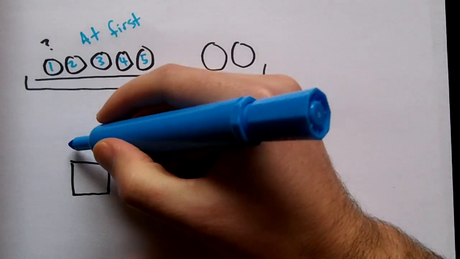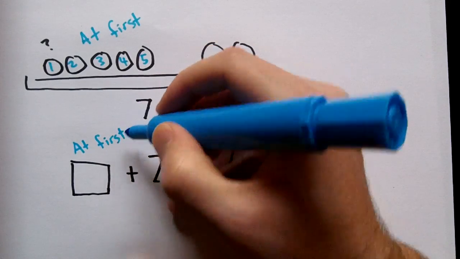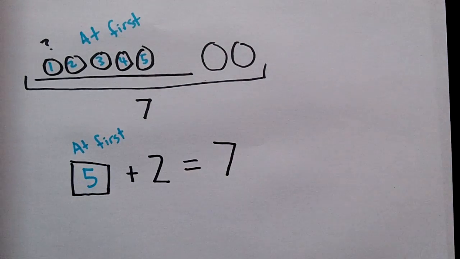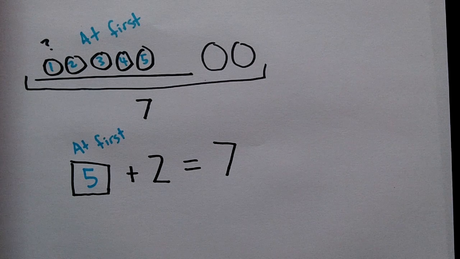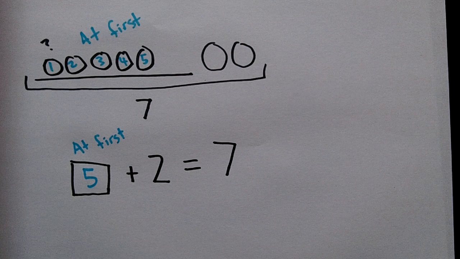Going to label. These are the kids that were there at first. And let's see, what plus 2 equals 7? 5 plus 2 equals 7. Again, if students don't think about the problem before they begin, they might want to add the 2 and the 7 together. If they're confused, always have them act it out with cubes and ask, does this match the story?